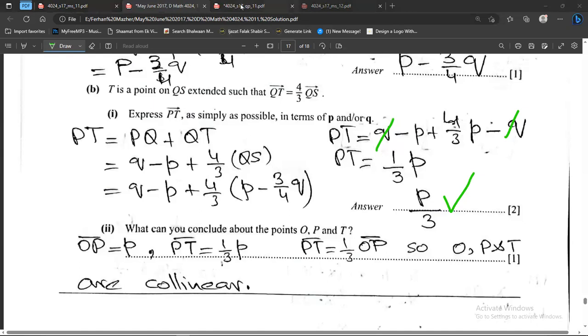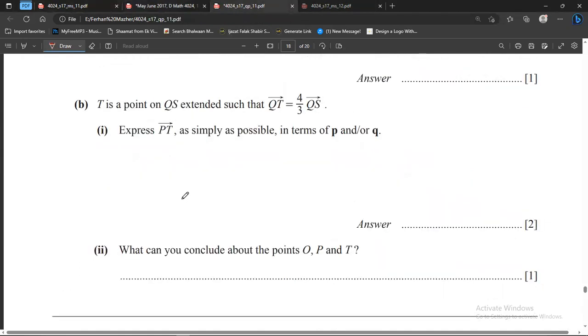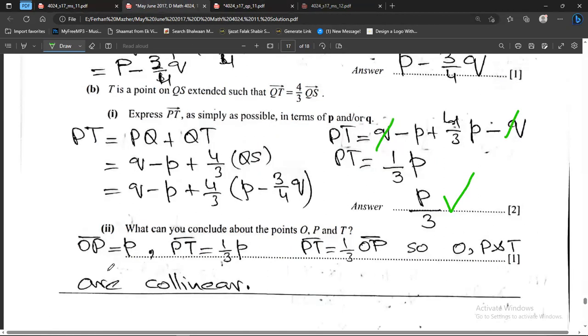Then we have, what can you conclude about the points O, P, and the T? You know, the OP is small p, the PT is 1 by 3 P. So PT means 1 by 3 of the OP. This shows that the PT and the OP are parallel to each other, basically they are on the same line. So that means O, P, and the T are collinear.